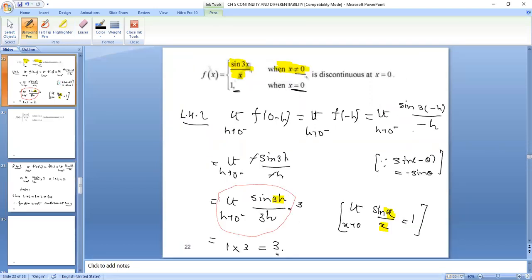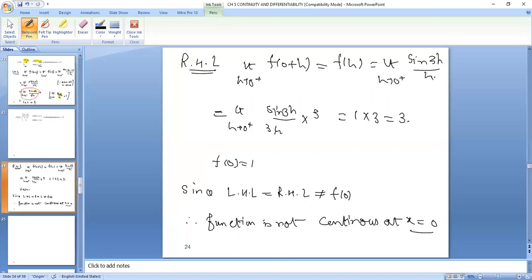We solved the left hand limit and the right hand limit. The left hand limit is 3. The right hand limit is 3. But the value of the function is given to us. It is 1. If the value of the function were 3, then the function would be continuous. But right now it is 1. Since it is 1, it is not equal to the left hand limit as well as the right hand limit. Therefore the function is not continuous at x is equal to 0.